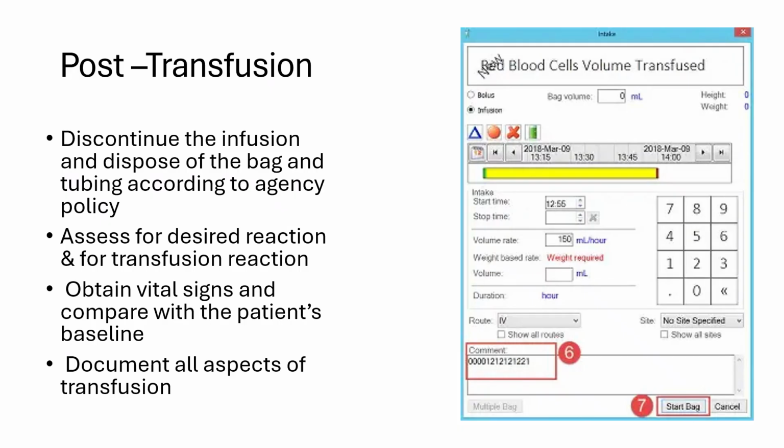After a transfusion, it is important that you discontinue the infusion and dispose of the bag and tubing according to your agency's policy. You want to assess for any type of transfusion reaction and for desired effects. For example, if my patient was hypotensive because they were in hypovolemic shock, we give them a unit of packed red blood cells. Now, my desired intention would be for them no longer to be hypotensive or for them to be less hypotensive than they were.